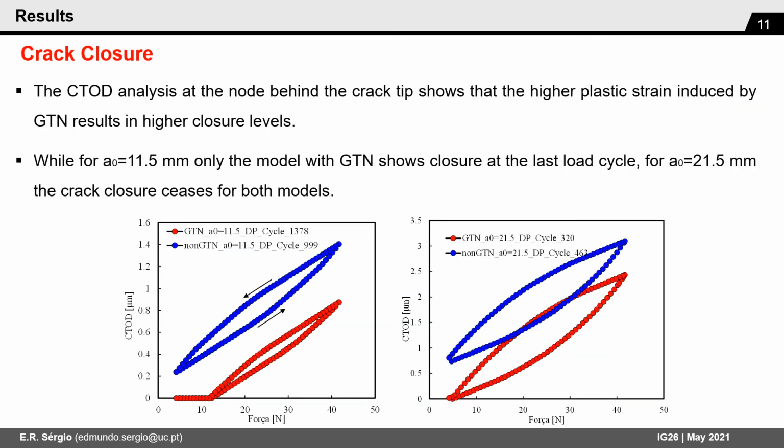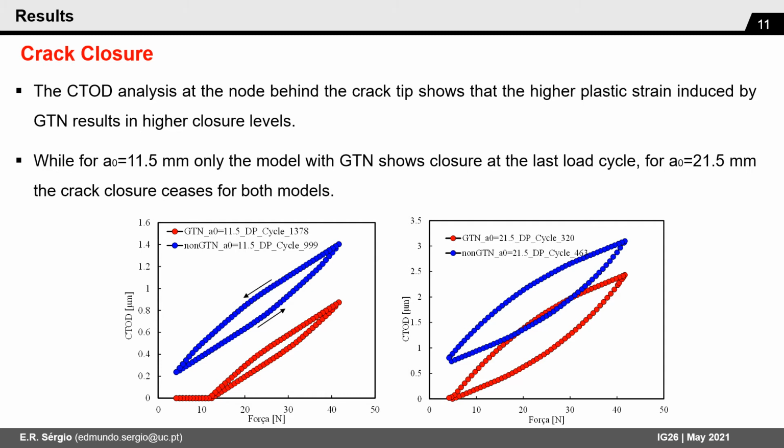The next step was to analyze the crack tip open displacement on the node immediately behind the crack tip. This analysis was performed for both models and for each initial crack length. This slide presents the CTOD results on the same cycles referred to on the previous slide.